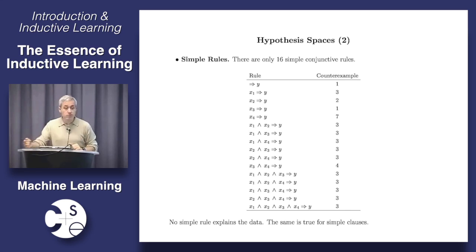Now we try combinations of 2. Let's say, if x1 and x4, then y. Well, there's also a counterexample to this one. And then we try combinations of 3. All of those have counterexamples. Finally, we try all 4 of them. If x1 and x2 and x3 and x4, then y. There's also a counterexample to this. Okay? Moral of the story.